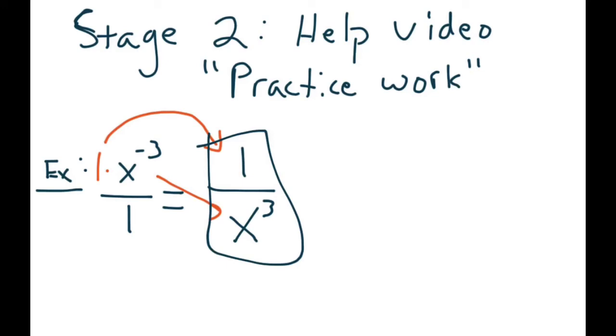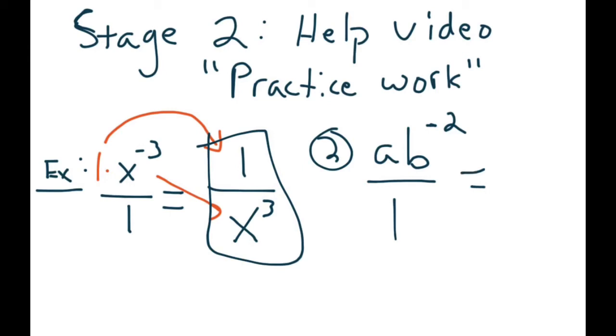That's actually really similar to number 1 on the stage 2 practice work. Let's look at number 2. This is number 2 from the stage 2 practice work, and it is a b to the negative 2. Like I did on the last one, I would write it as a fraction to start, so put it over 1. Whenever it's not written as a fraction, you can just divide by 1, and it's still the same thing.